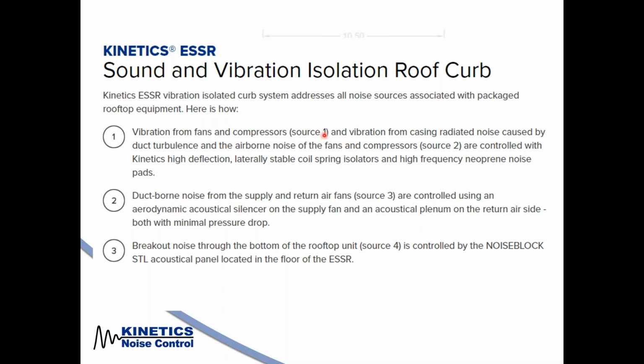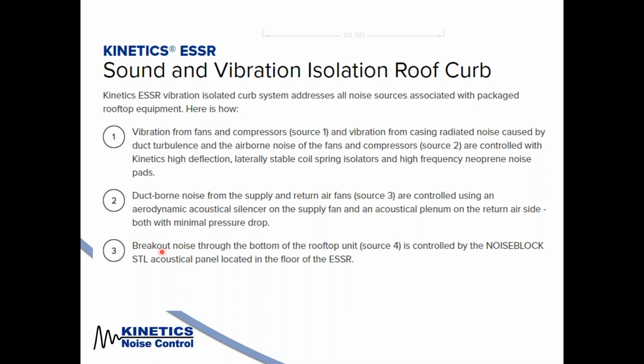So vibration from the fans, we eliminate with a basic vibration isolation rail, and then ductwork turbulence and airborne noise from the fans and the compressors, we control those also with the spring rail. And then the ductborne noise from the supply and return air fans, we actually use aerodynamic acoustical silencers from Kinetics, and we mount those inside the curb. We can basically give you the NC levels you need in the space.